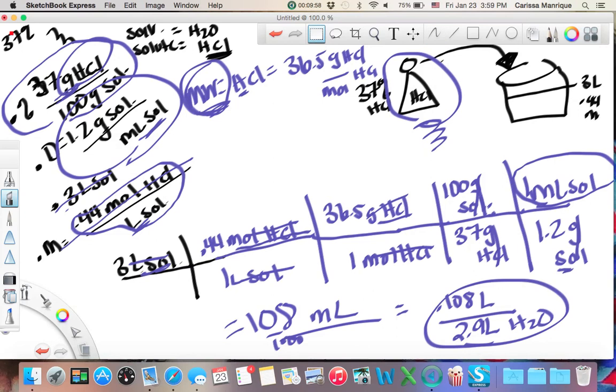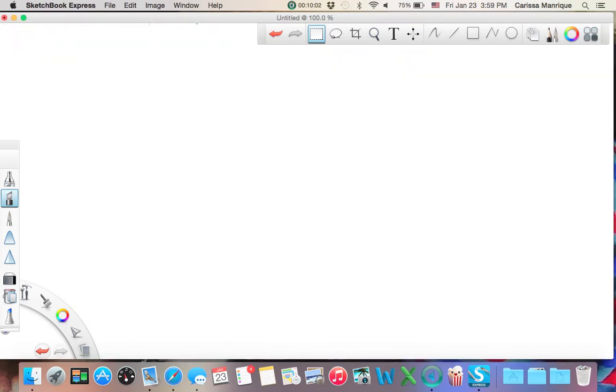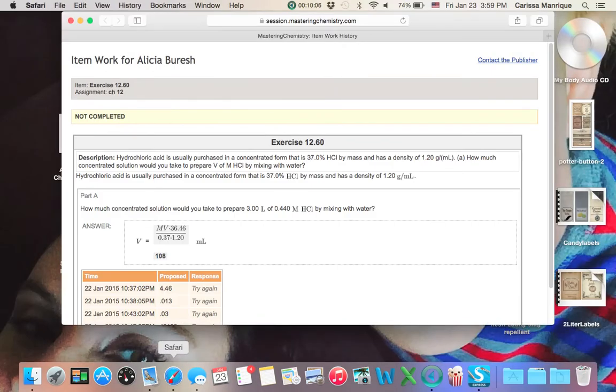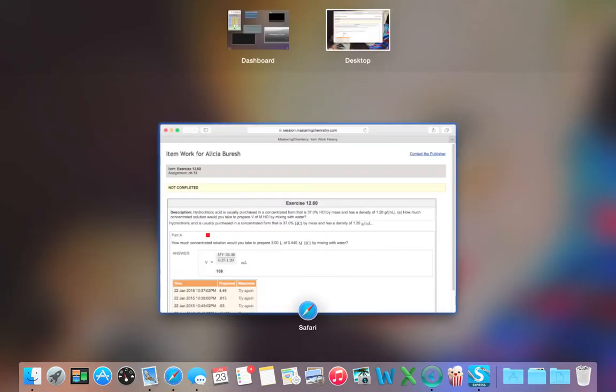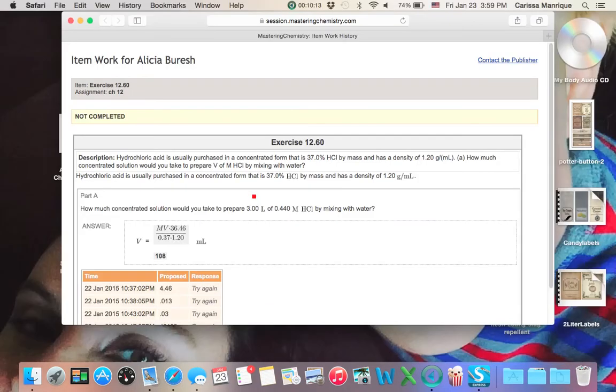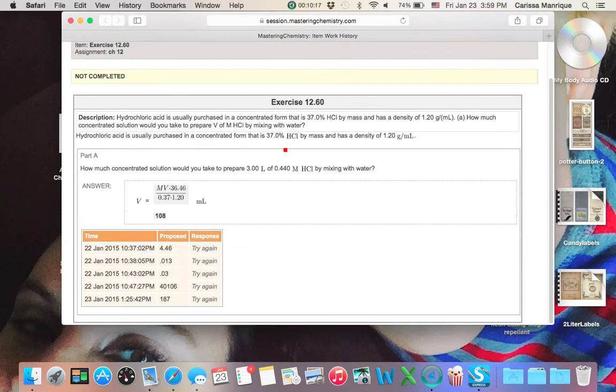Okay, so let me do one more, and I'm going to leave one for you to do on your own to see if you can figure it out after we work these. Let me pause this and pull up the next one.